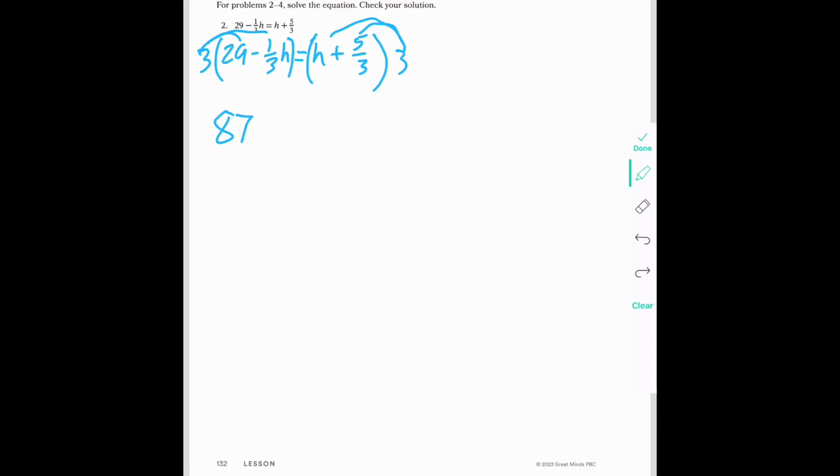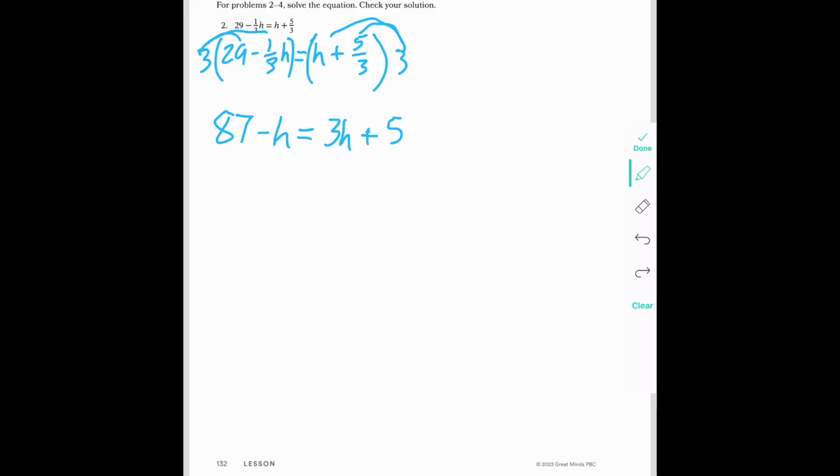And then remember, all that multiplying this fraction by 3 does is basically cancel out the denominator. So that means this becomes a negative 1h, but I don't have to write negative 1h. I can just write negative h because I know that h represents 1. Then on the other side, 3 times h would be 3h. And the same thing happens to the denominator here. It cancels out because I'm multiplying it times 3. And so that would be plus 5.